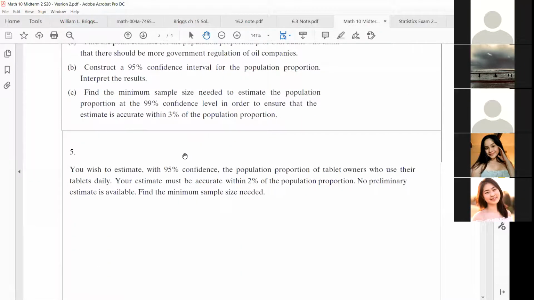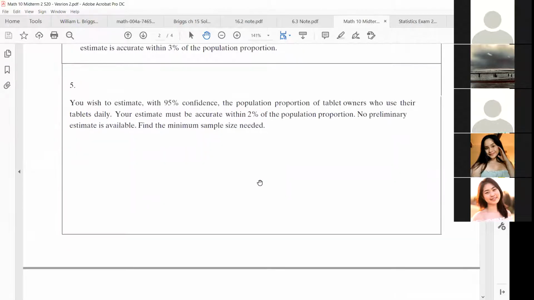Question 5. It says, you wish to estimate with 95% confidence the population proportion of tablet owners who use their tablets daily. Your estimate must be accurate within 2% of the population proportion. You don't have any information about p hat, q hat. Find the minimum sample size.